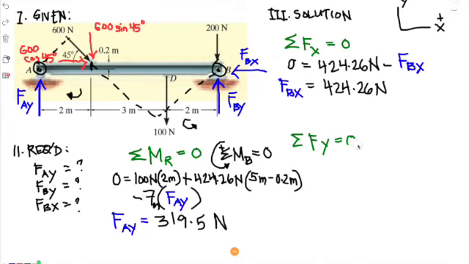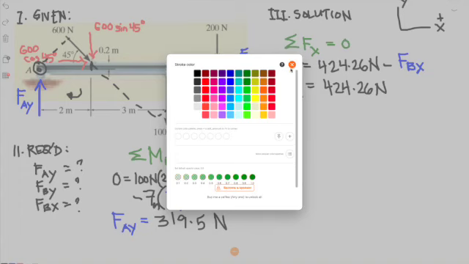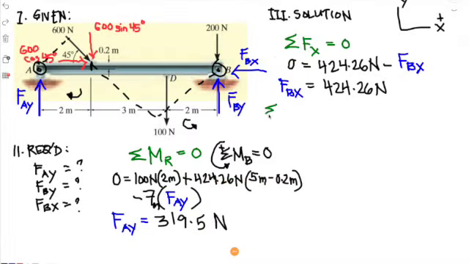So now how will we do the last one, that is FBY? Do we need to do a moment summation? So that would be a long process. Actually, we can also do that, but it is easier to do it by doing a summation in Y. Summation forces in Y must be equal to 0, since the only unknown left in Y is FBY. Again, we will follow the convention of the Cartesian coordinate plane. Y going up is positive, Y going down is negative.